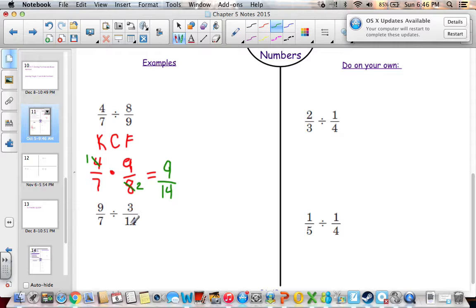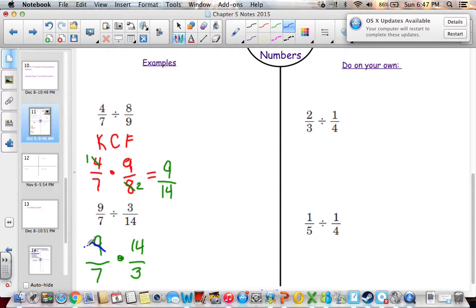9/7 divided by 3/14. No mixed fractions, so we don't need to do converting yet. Keep 9/7. It's really, really, really important when we're dividing fractions to rewrite the problem. Do not try to do it just in your head because it's really easy to get mixed up. 9/7 times, and then I flip it, so I have 14 thirds. Now I see that I can simplify quick before I multiply.